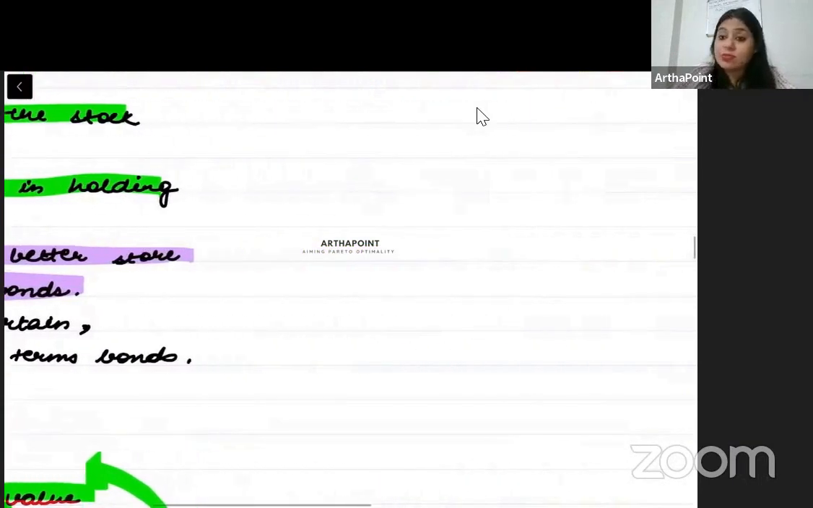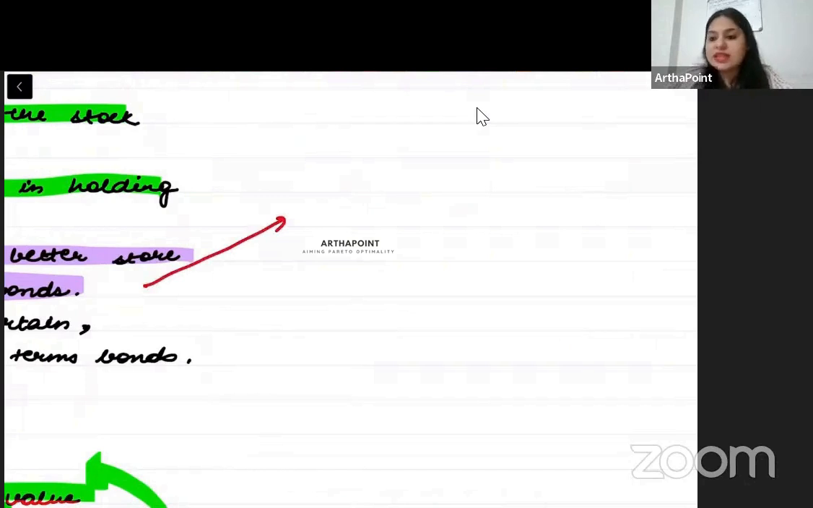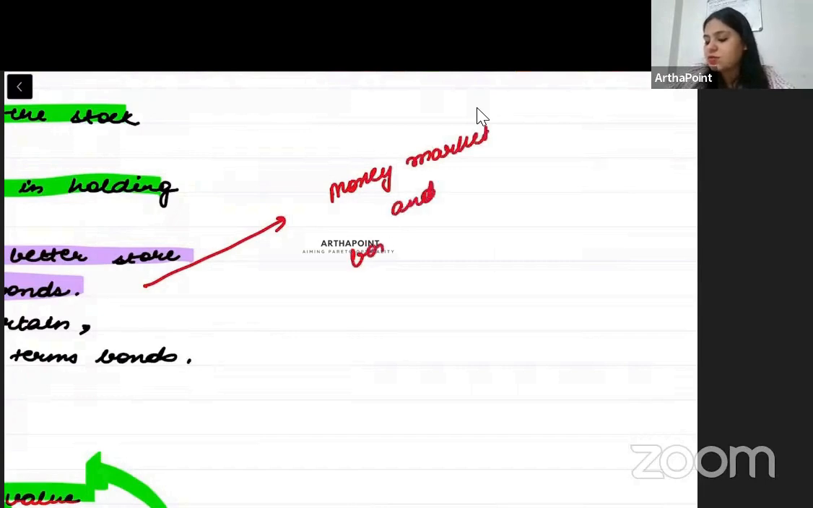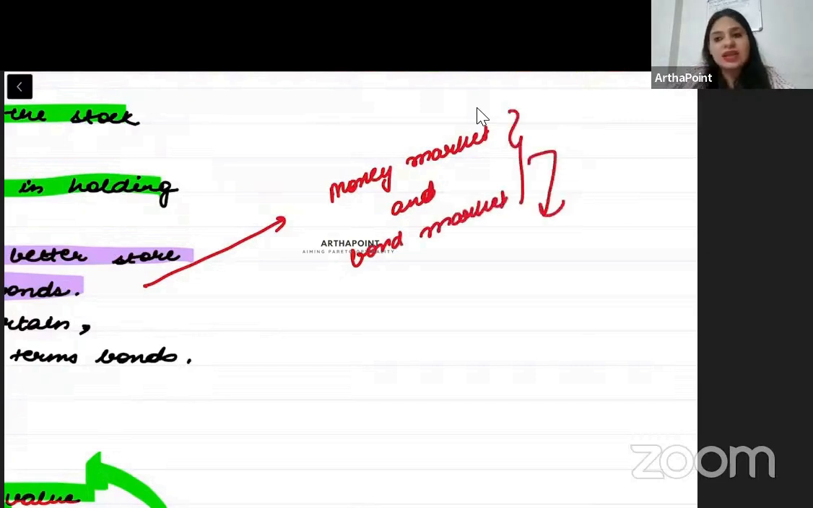And if you remember, we actually went ahead and said that the money market and bond market are, again, two sides of the same coin.